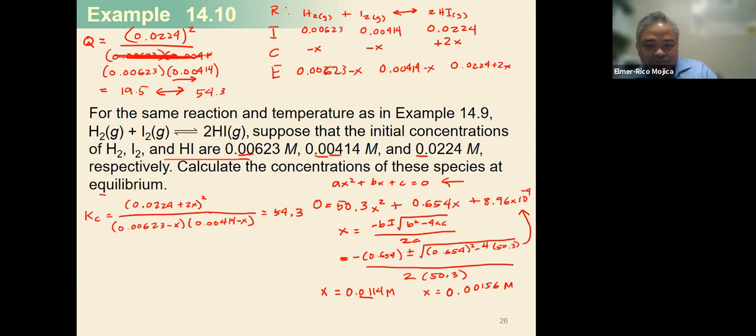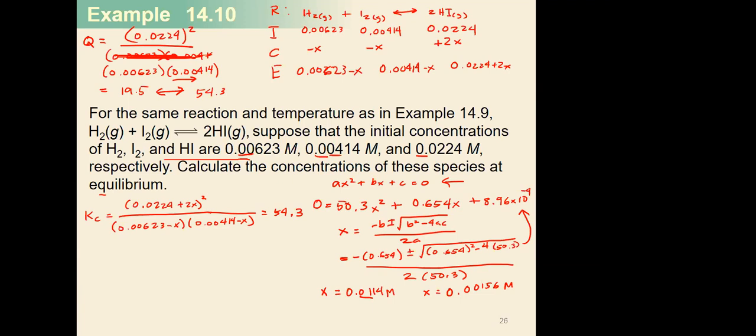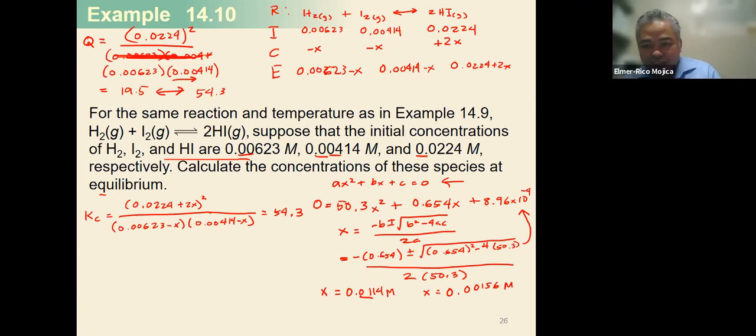Ask yourself. You're going to get a negative value, and it's not possible. So that means this is not the right x. Now the other x is smaller than that, so it makes more sense compared to that. So all you need to do is subtract each one.